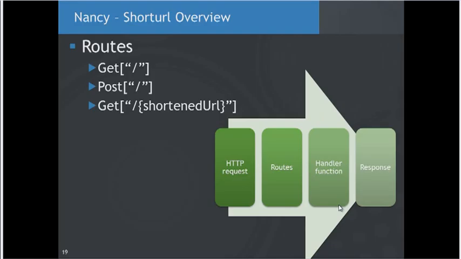The routes that we want are the same ones as before. We want a get for slash, a post for slash, and a get for this template, the shortened URL. And these three lines are actually the Nancy DSL for HTTP handling. So these three lines we'll see in the code as indicating that these are the routes that we want to be able to handle. We'll get back to that.